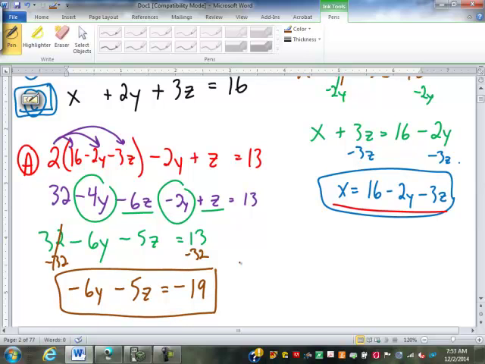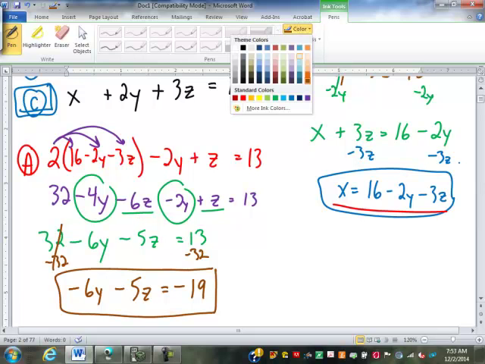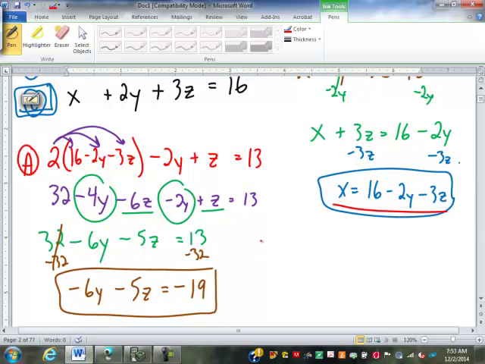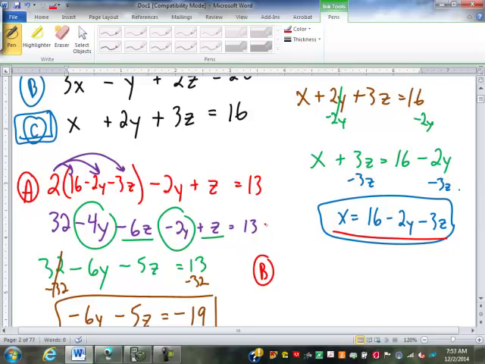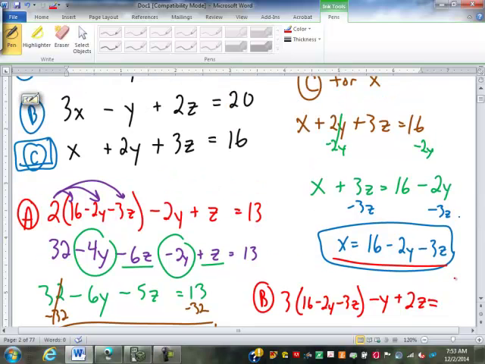If I wanted to, I could multiply everything by negative 1 and make it 6y plus 5z equals positive 19. But we'll see if we really need to do that in a little bit. Next, I'm going to come back to equation B. And instead of 3x, it's going to be 3 times (16 minus 2y minus 3z) minus y plus 2z equals 20.